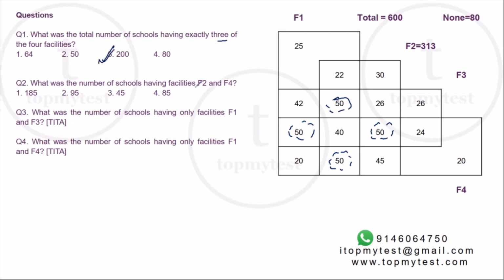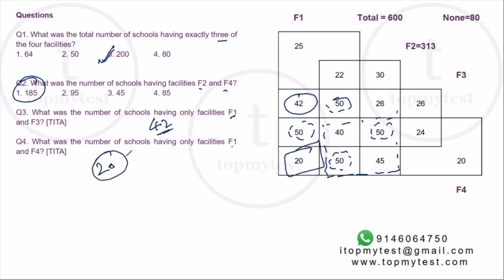What was the number of schools having facilities F2 and F4? So the common region between F2 and F4: 100 plus 45, 145, 185, option 1. Question 3, what was the number of schools having only facilities F1 and F3? Intersection between F1 and F3 and only under this region, so that is 42. And what was the number of schools having only facilities F1 and F4? This region, 20.